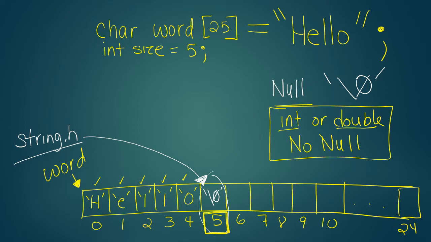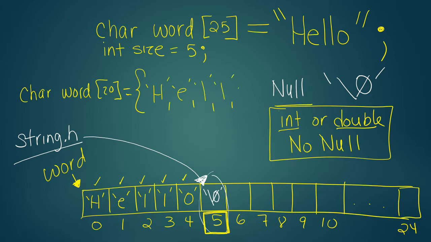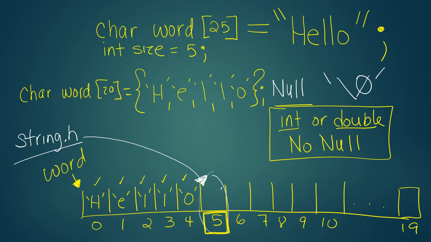Now, if you wanted to do this character array the same way that you do an integer or a double, you would say char word, size 20, equals, and then you have to put characters in one by one. H, E, L, L, O. Now, if I did that, I would get a character array called word that would go from 0 to 19, up to 20 characters, and I would not get the null character, because if you notice right here, I did not put any null character here, so there is no null character.